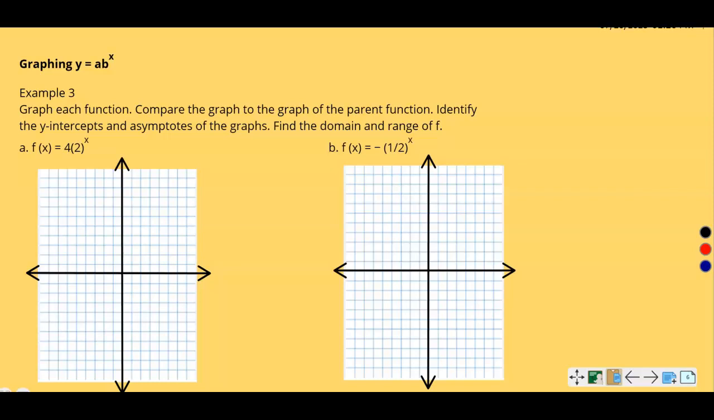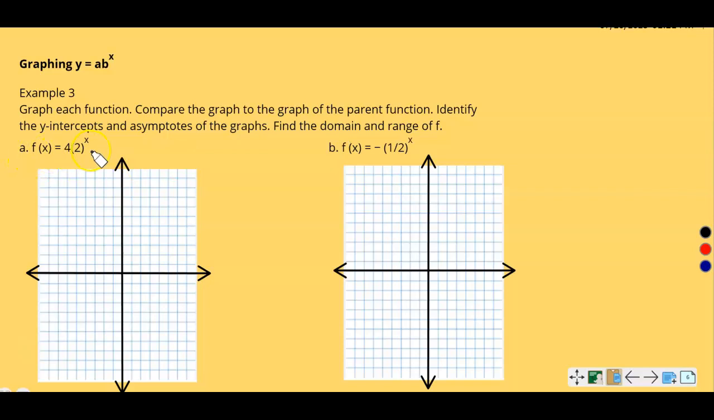All right, we're still looking at exponential functions, and we're going to start with example 3. If you want to see the first couple examples, go back to the previous video. All right, example 3, graph each function. Compare the graph to the graph of the parent function. Identify the y-intercepts and the asymptotes of the graph. Find the domain and range of f.